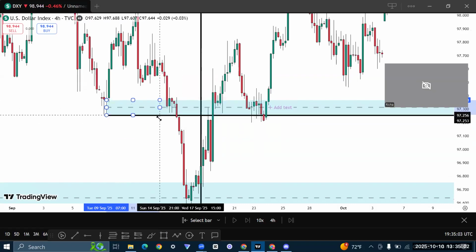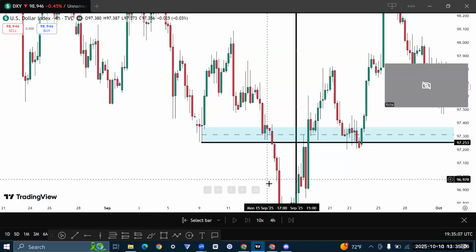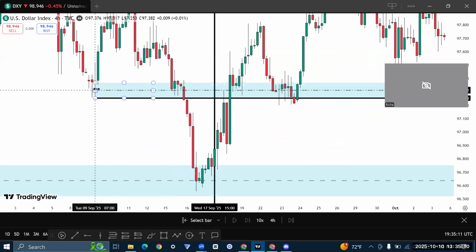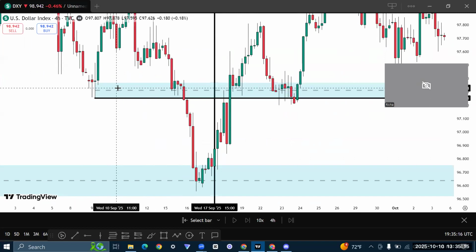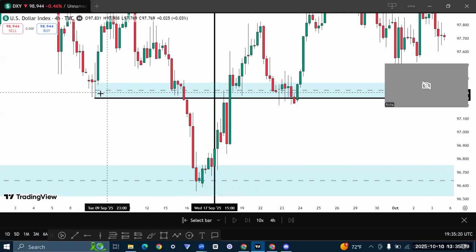You might be wondering, why did I pick this wick? The reason I picked this wick is because this is the last level that was responsible before the shift. So this level right here was prominent. We had a reaction here, meaning this is our last level of resistance before price broke above. So we drew that out right here.